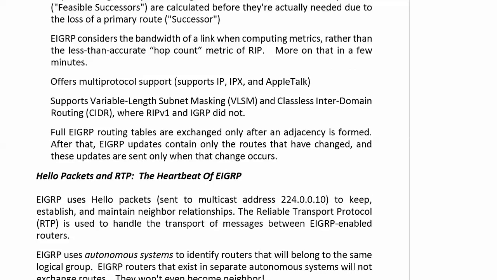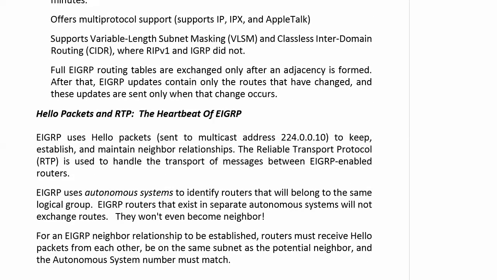We still have some kind of heartbeat, though. We do have a hello packet. EIGRP uses hello packets, which are multicast to 224.0.0.10, an excellent address to have down, to establish and to maintain neighbor relationships. Now, the RTP, the Reliable Transport Protocol, is used to handle the transport of messages between EIGRP-enabled routers. Now, EIGRP uses autonomous systems to logically group routers.